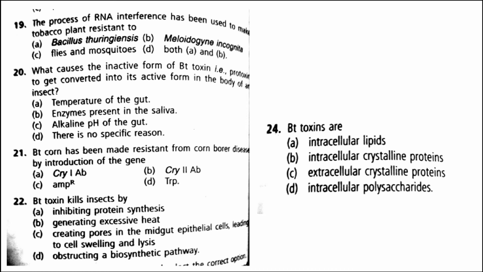Meloidogyne incognita infects the root of tobacco plants and causes great reduction in yield. Fire and Mello in 1998 invented a novel strategy to prevent this infestation. It was based on the process of RNA interference.